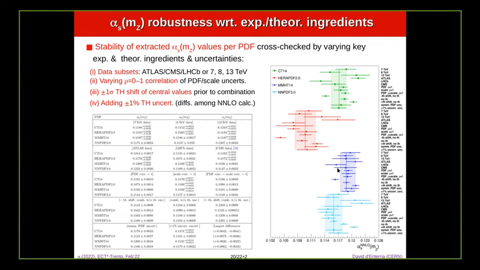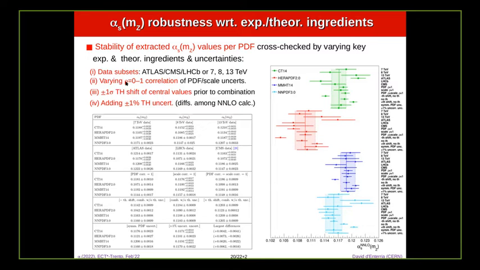Okay, we did some robustness tests. We checked what the dependence of the extracted alpha S is on the experimental and theoretical ingredients, their uncertainties and their correlations. So we ran many different analysis variations. For example, from the experimental side, we just took data at 7 TeV, or just data at 8 TeV, or at 13 TeV. We only take ATLAS data, or only LHCb, CMS, and so on, and you see how things fluctuate for each case. You see, for example, that MMHT14 is very stable. By keeping just a subset of data, you get the same alpha S. The same is not true for other PDFs, which have a larger scatter.